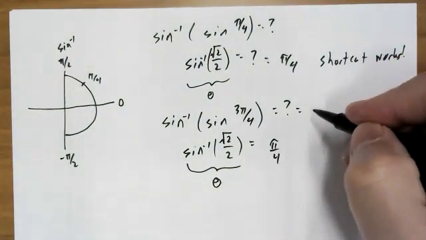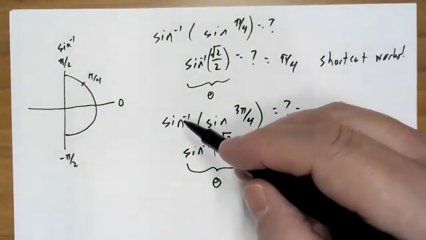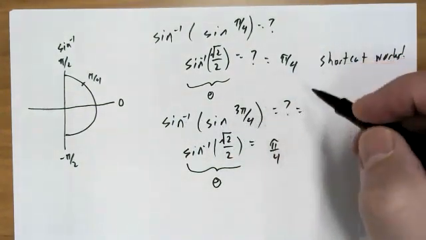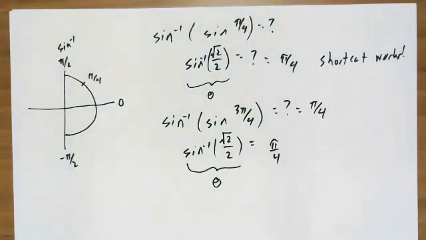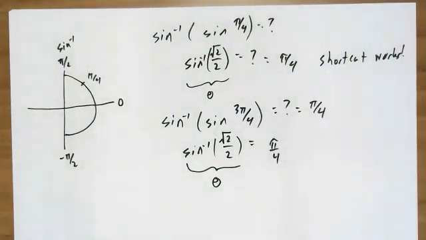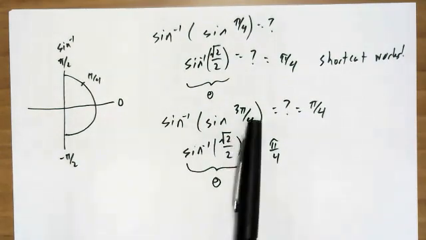So here's a case where the inverse sine of the sine of 3 pi over 4 is pi over 4. So in this case, the shortcut did not work. So what's up with that? Well, here's a simple question I ask, or the thing I check to see if the shortcut works for these kinds of problems.